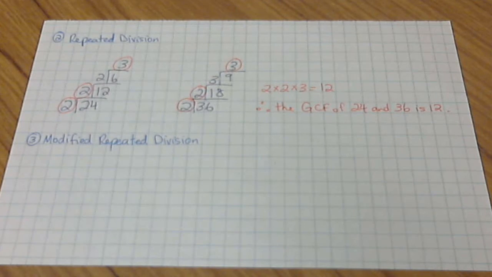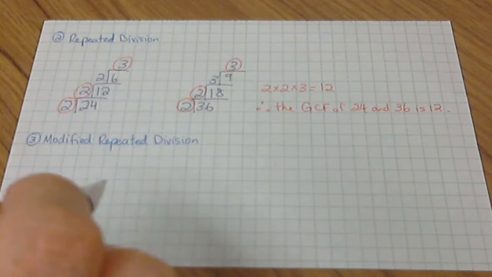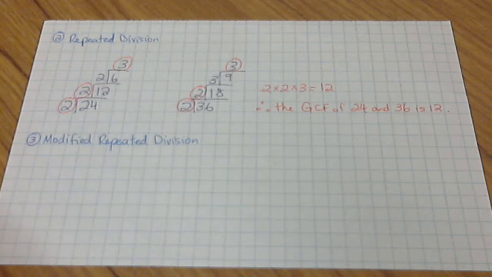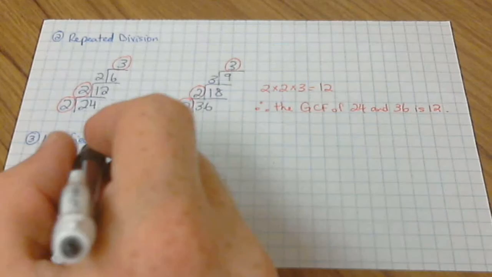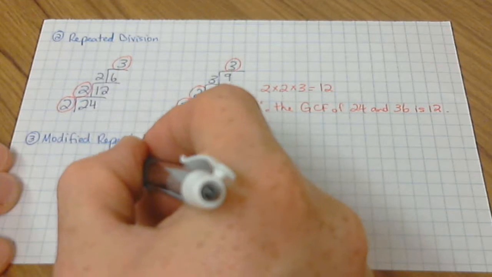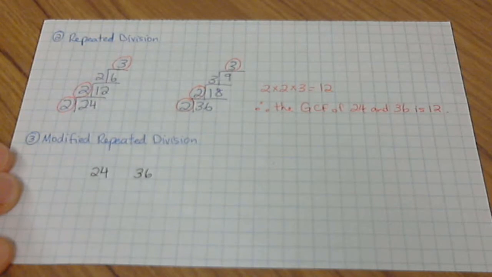Now, this next one, modified repeated division, was just shown to me the other day by a student of mine, and I thought this was one of the coolest things I've seen in math for grade 7s in a number of years. The way it works is I'm going to take both the numbers and put them a little bit apart. So I have 24 and 36.